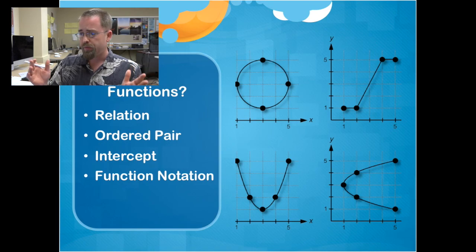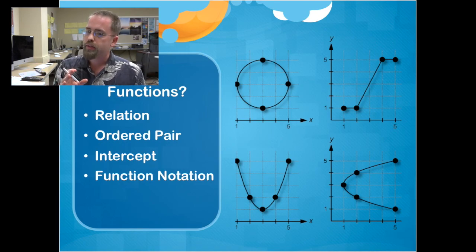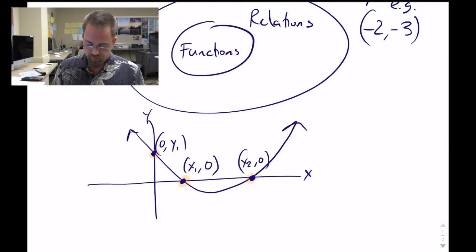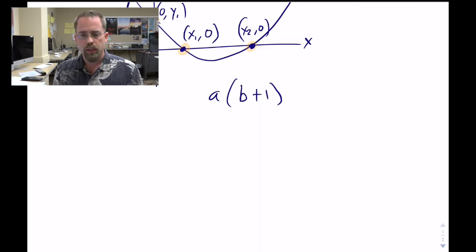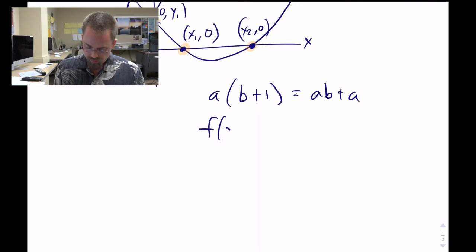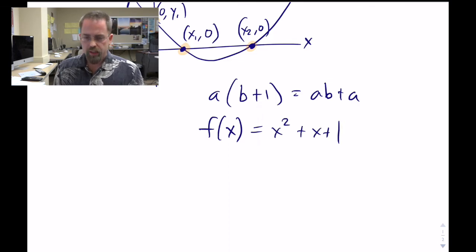The next thing for us to make sure that we know, and this is something you think you know, but you gotta be careful, is the entire idea of function notation. Function notation is this really weird accident of history that we write it the same way we write multiplication. We usually think of this as the quantity a times the quantity b plus 1, which is, of course, ab plus a. But in that same style, with parentheses, we have this function notation where we write x squared plus x plus 1 is the function, and we mean there exists some function f.